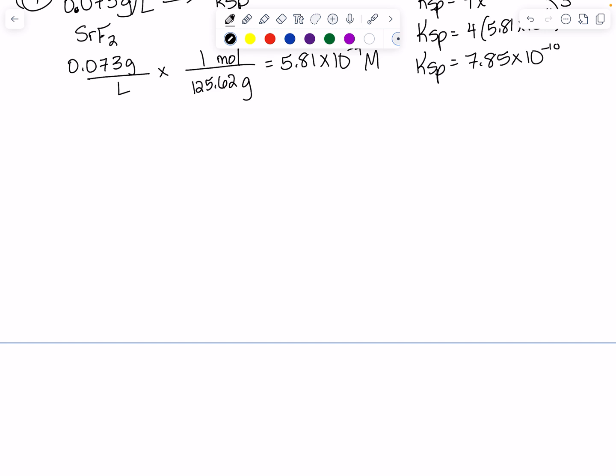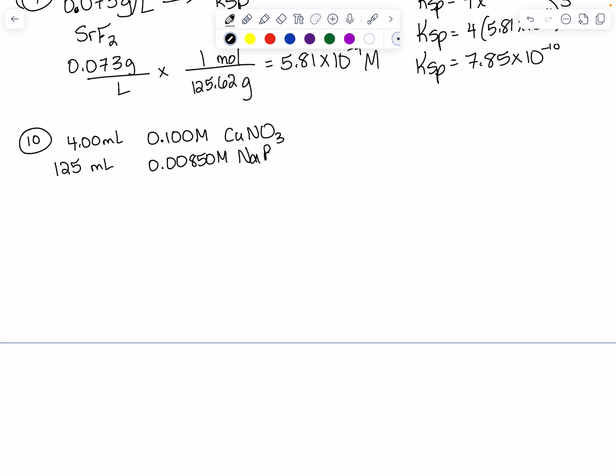Finally, number 10. Number 10 says we've got 4 milliliters of 0.100 molar copper 1 nitrate, which is CuNO3. And we're going to combine it with 125 milliliters of 0.00850 molar sodium bromide, which is NaBr. I have the names on the test, but y'all know that will be the formula. And the question is, will CuBr precipitate? And you got to show your work.